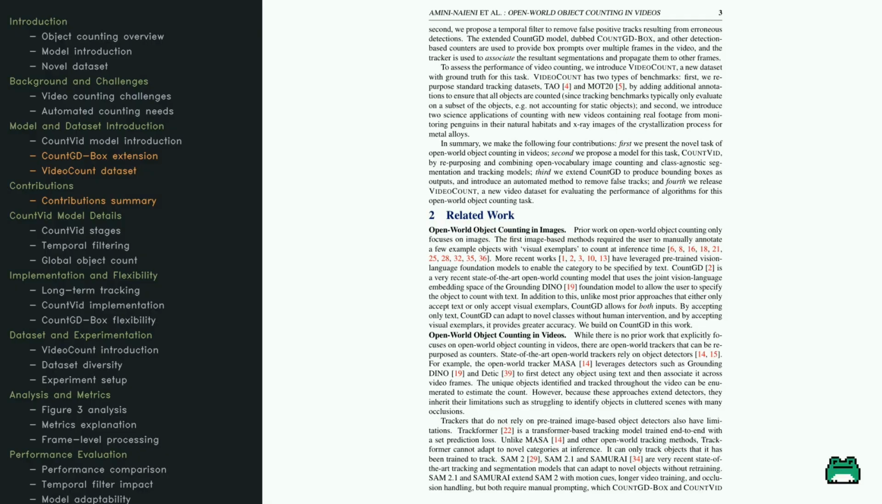When it comes to related work, the focus has mostly been on images, where foundational models specify categories using text. COUNTGD stands out for handling both text and visual inputs, adapting to new classes without human intervention. In videos, existing open-world trackers fall short, especially in cluttered environments. The limitations of these trackers highlight why COUNTVID's approach is so crucial.